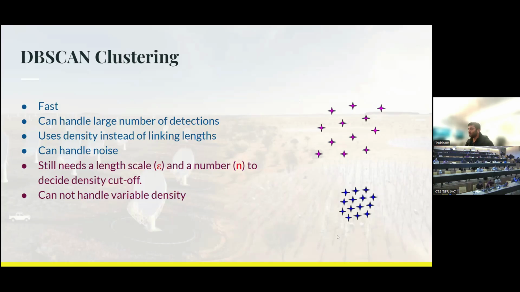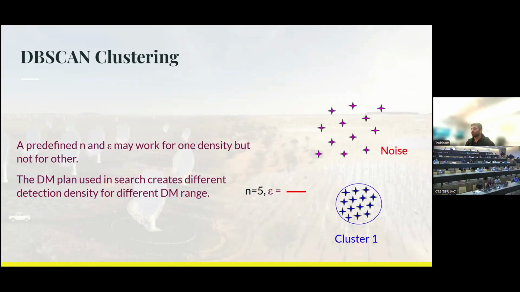In the data set here, we have two clusters. The upper cluster is sparse, while the lower cluster is more dense. When we run DBSCAN on this with the length scale indicated here and n equals 5, we can identify the lower cluster, but the upper cluster, which is not as dense, is identified as stray noise in the data. So here again we are losing one cluster.